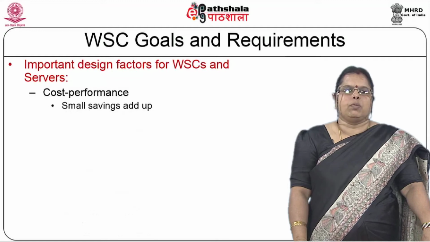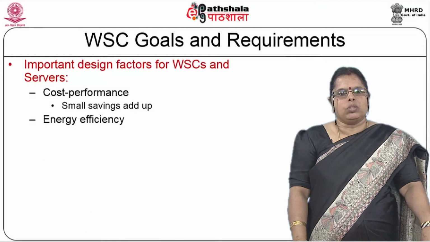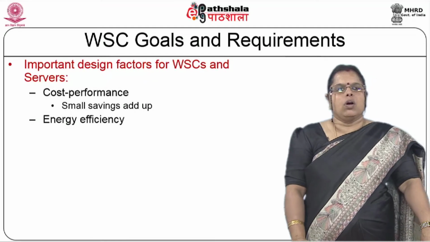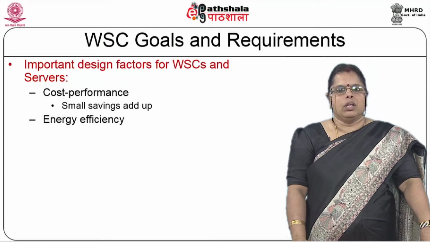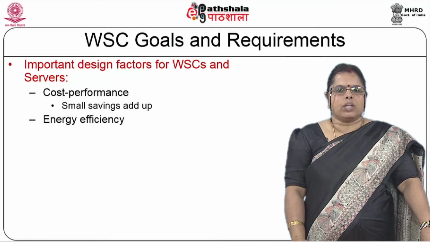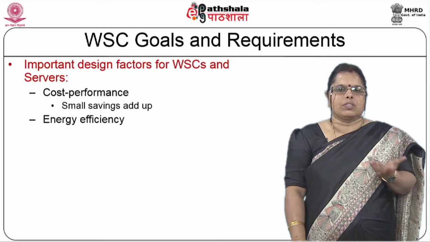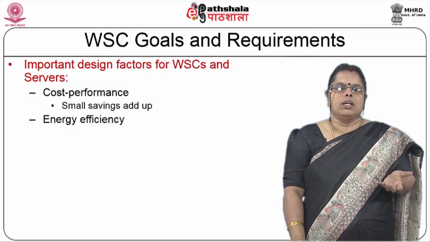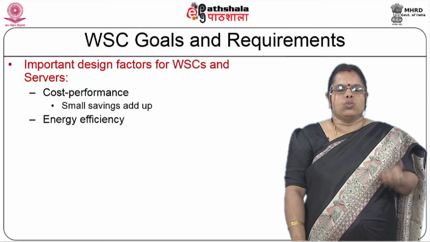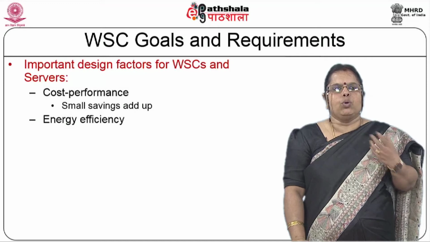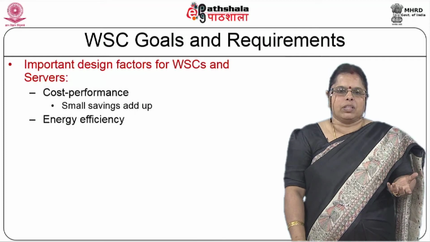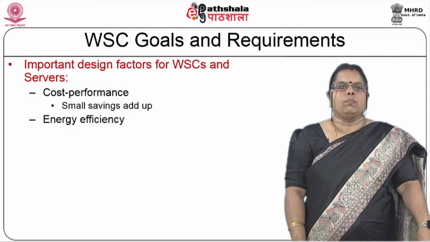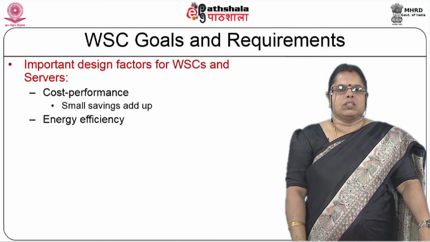One is cost performance ratio. In both cases, both in servers as well as WSCs, warehouse scale computers, the cost performance ratio becomes very important. For example, when you look at warehouse scale computers, because of the volumes of scale involved, you have, as I said, 50,000 to 100K servers available in one place. So even if you make a small saving, you know that you are going to save a lot. So, cost performance ratio becomes very important when you look at both WSCs as well as servers.